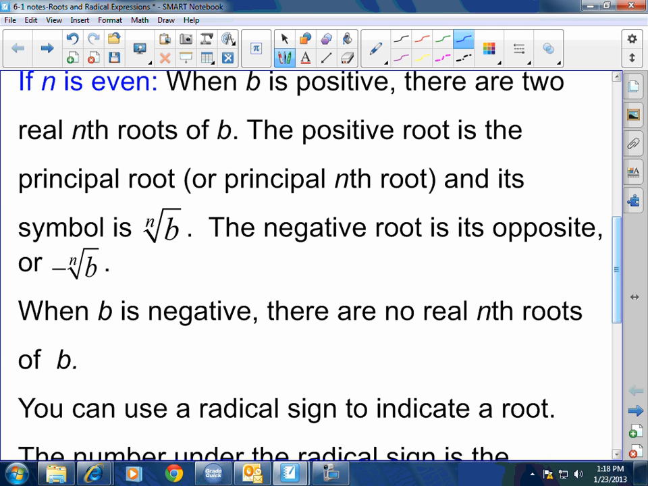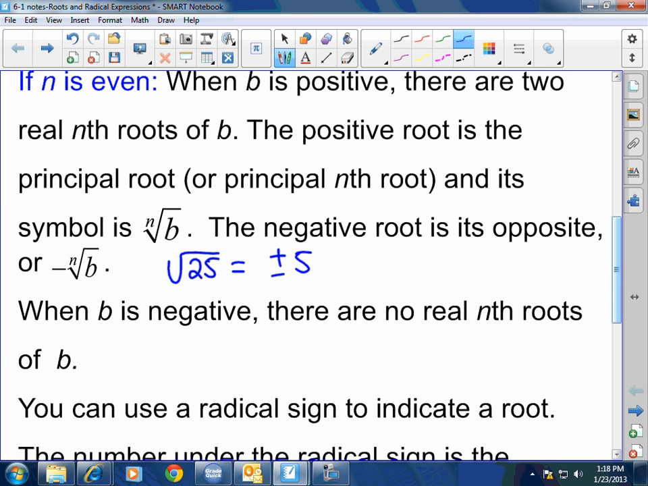What the heck am I talking about? If I have the square root of 25, okay? This really equals plus or minus 5. Why?